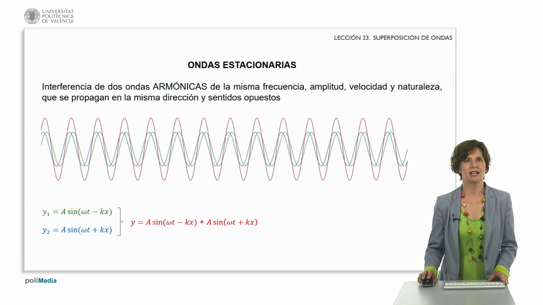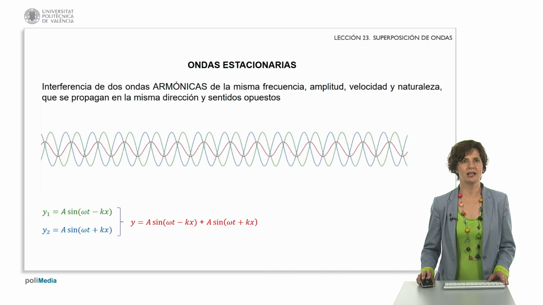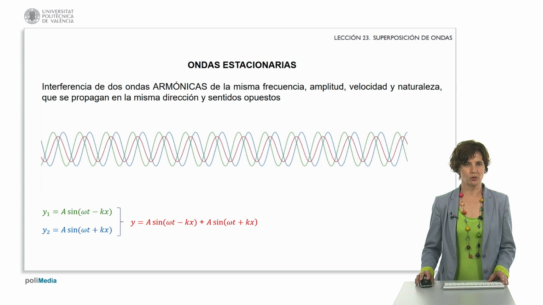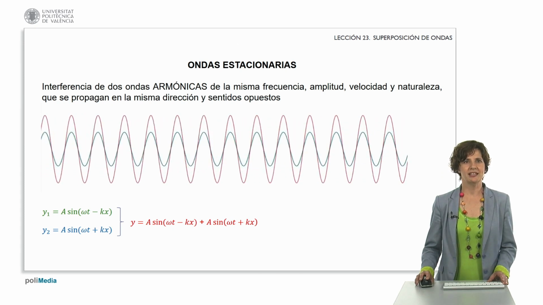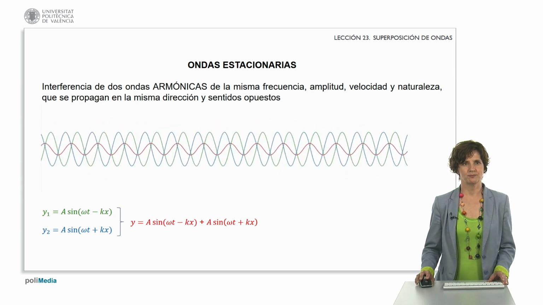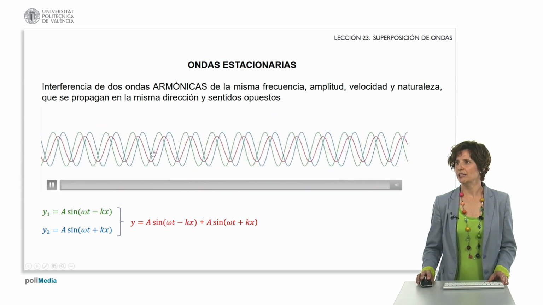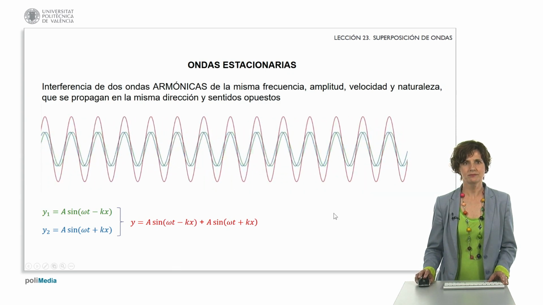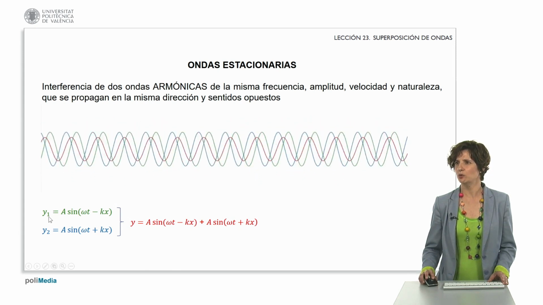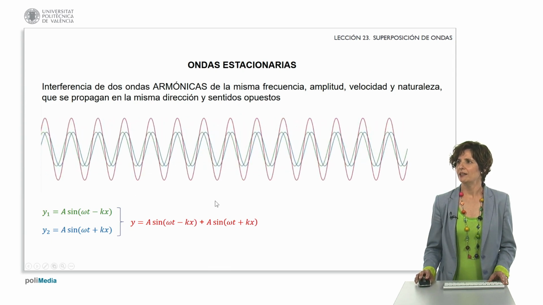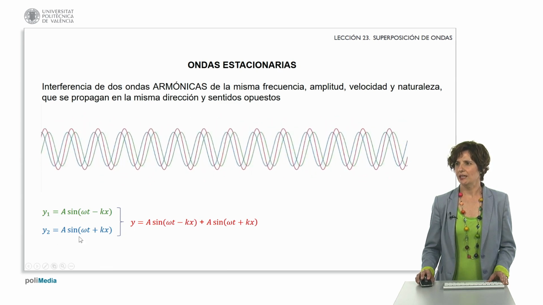Let us now move on to explain standing waves. They are a particular case of interference and occur when two harmonic waves of the same frequency, amplitude, speed, and nature are combined and propagate in the same direction, but in opposite senses. The green wave, we see that it propagates to the right, in the increasing sense of the axis. So its mathematical expression is y1 equals sine of omega t minus kx. The wave traveling to the left, in blue, is represented by y2 equals sine of omega t plus kx.